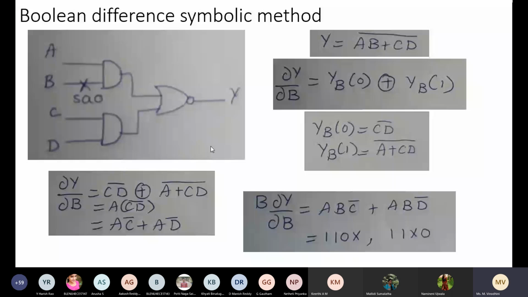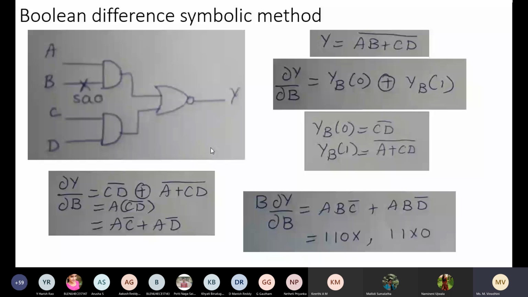Any doubt here? This algorithm is very easy. Is this clear? And remember, I can use the Boolean difference symbolic method only if the fault is present in a primary input. I cannot use this method if a fault is specified at any intermediate node or at the output. I can use this algorithm only if the fault is specified in the primary input.